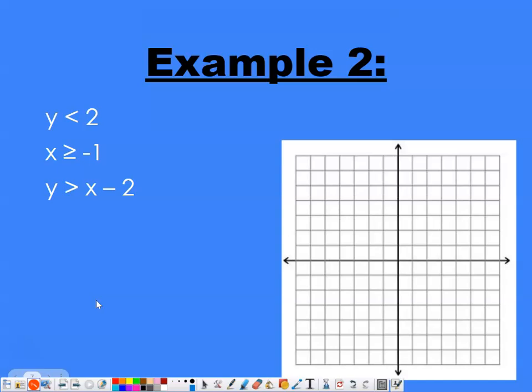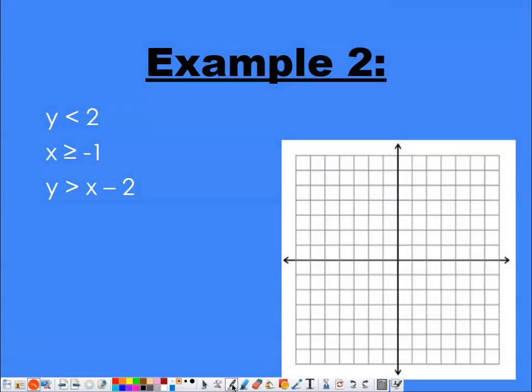Okay, so we have example 2. We have this system right here. y is less than 2, x is greater than or equal to -1, and then that one down there. So let's use our colors. I'm going to use red for this one. So that's a pretty simple one. Let's identify the x-axis and the y-axis. We have y, so we're going along the y-axis up to +2. Plot that point. It is going to be a solid line. Okay. And then less than means that we shade below. So let's shade below that line.